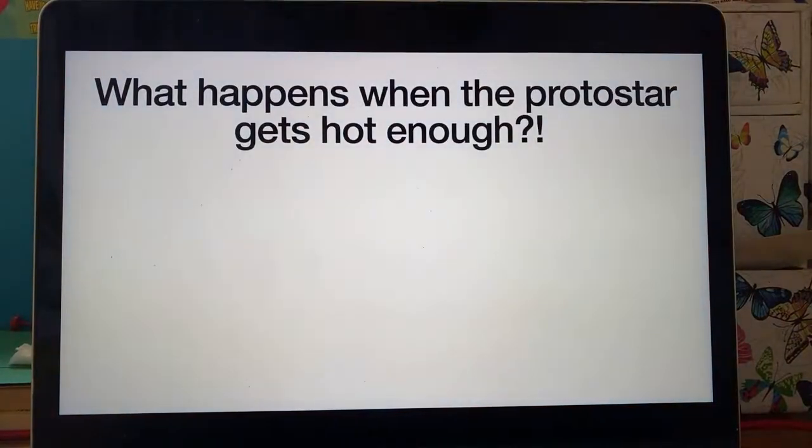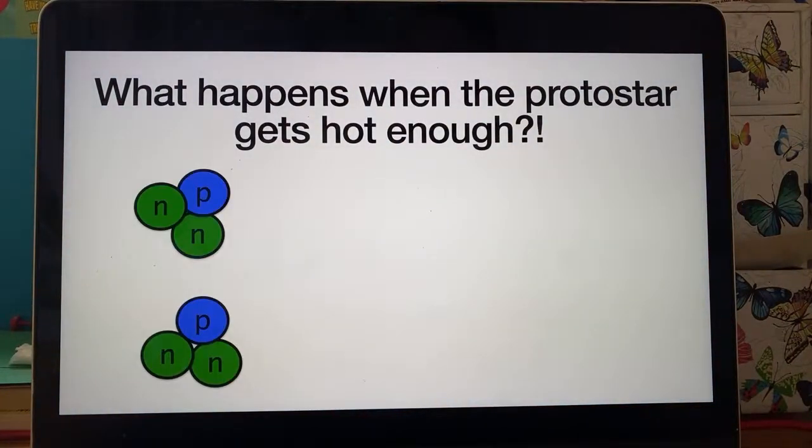Right. So what happens when the protostar gets hot enough? Did you say nuclear fusion? Remember, fission is particles splitting apart. This is fusion. We've talked about how fusion happens inside the sun.